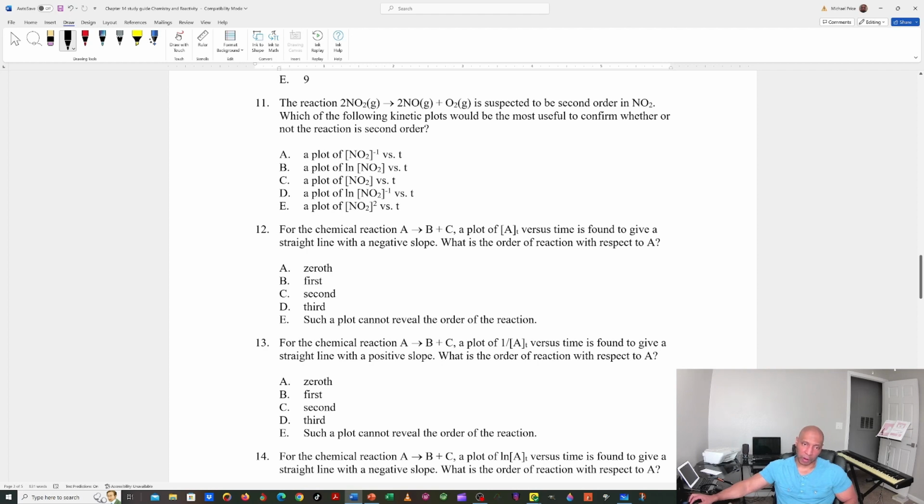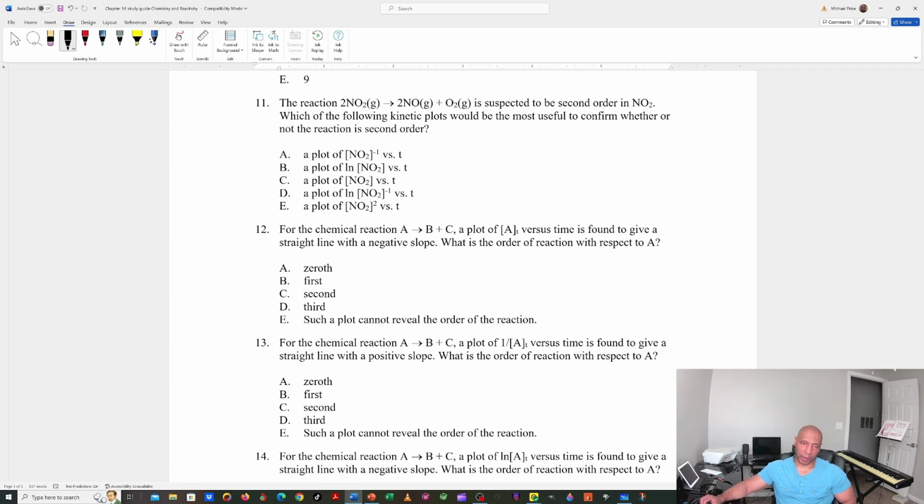B, it wouldn't be the natural logarithm. That's what you do if it was first order. C, it wouldn't be just the concentration. That's what you do if you suspect it's zero order. And D, of course, is the natural logarithm of the reciprocal. You definitely wouldn't do that. And E is a plot of the concentration squared. You wouldn't do that either, would you?